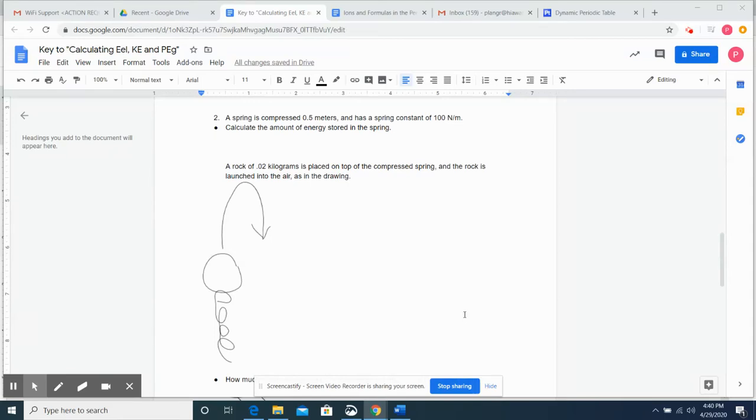All right, so we're going to look at the second problem on the assignment that you had earlier this week. In this problem, a spring is compressed 0.5 meters and has a spring constant of 100 newtons per meter. So calculate the amount of energy stored in the spring. Well, we know that the energy stored in the spring, elastic energy, is equal to 1/2.